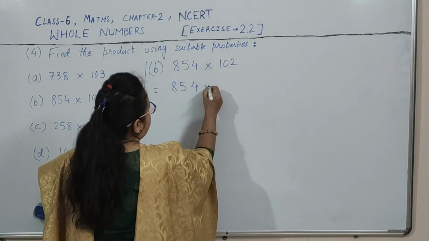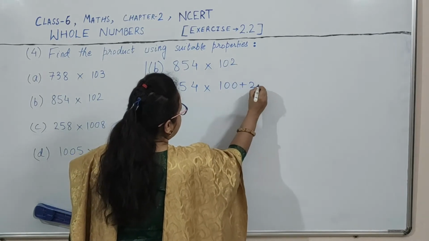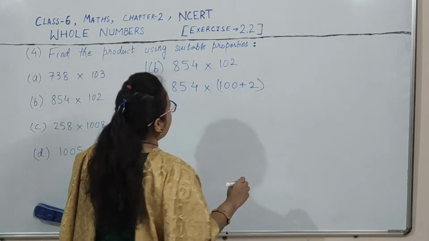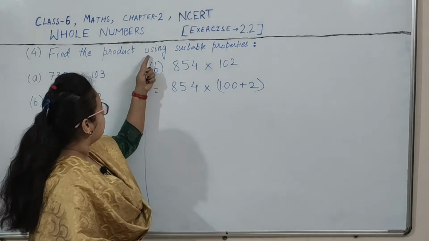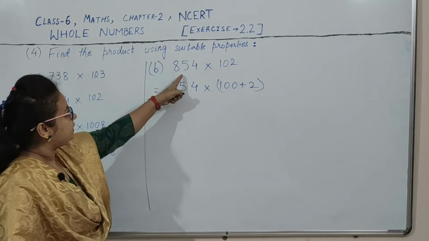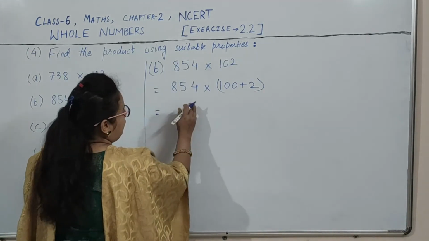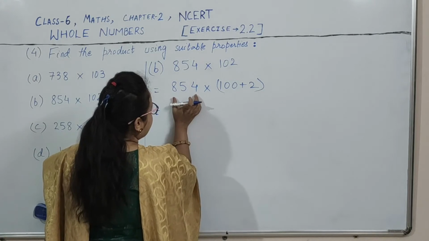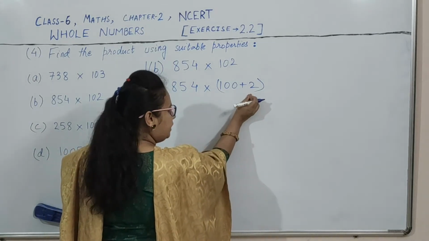854 multiplied by 102 will be written as 100 plus 2. Why? Because we are not going to directly multiply these two numbers. We are going to find the product of these two numbers by using suitable properties. So now it means what? This 854 should be multiplied to both 100 and 2.